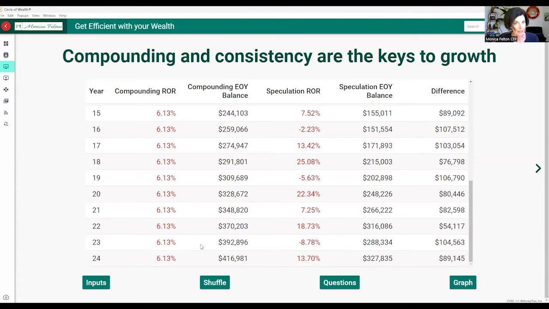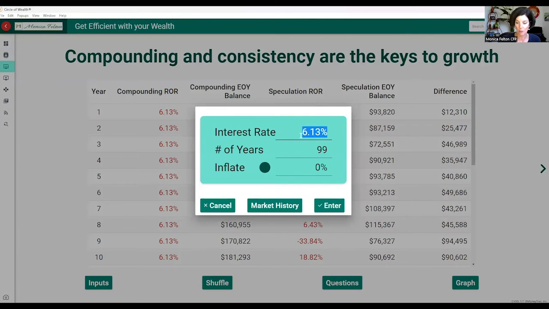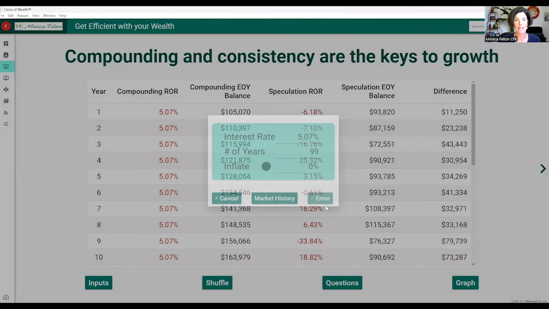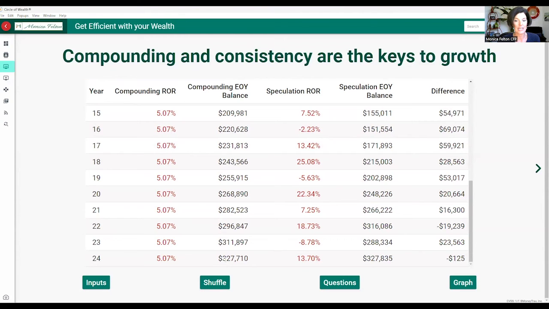Now, if you remember, the actual rate of return of the Dow Jones Industrial Average over the last 24 years was 5.07%. So if I actually put in those real numbers, you'll see at the end, the numbers are very, very similar.